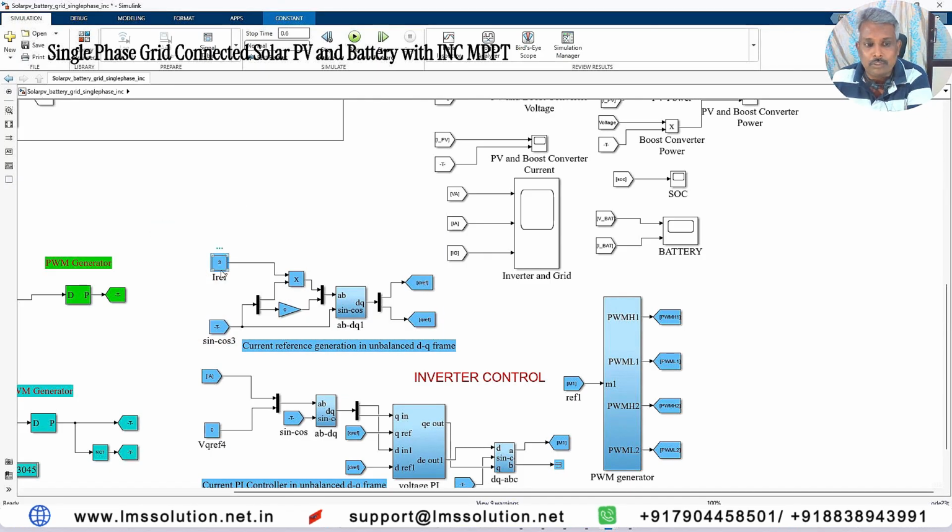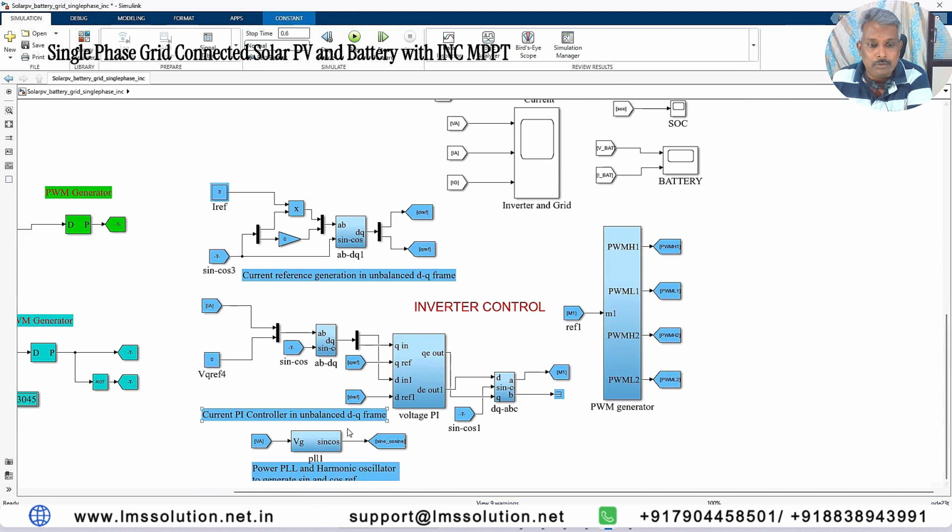That should be converted into sinusoidal form. For that we have to use a PLL: the voltage of the grid side will be converted into sine and cosine form, and then this sine cosine will be multiplied with the reference current, and then here we are applying the Clarke transformation. After applying the Clarke transformation, it will be converted into alpha and beta reference. This is the alpha beta reference for the controlling purpose.